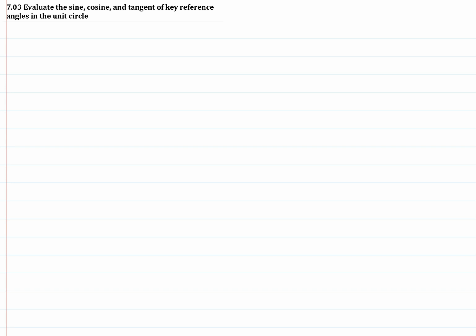Today's goal is to evaluate the sine, cosine, and tangent of key reference angles in the unit circle. Most functions we worked with this year so far take in one number and spit out a different number. So, for example, the function f of x equals 2x plus 3 has the relationship f of 1 is 2 times 1 plus 3 is 5. It's taking in a number as its input or x value. It's spitting out a different, perhaps different number as its output or y value.